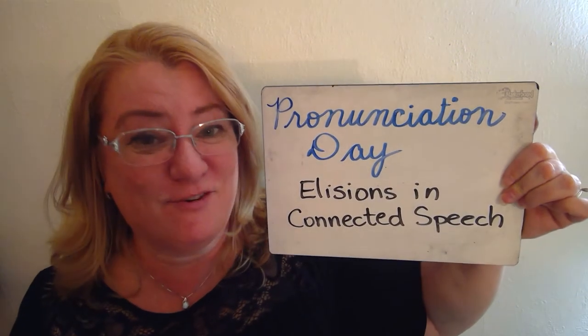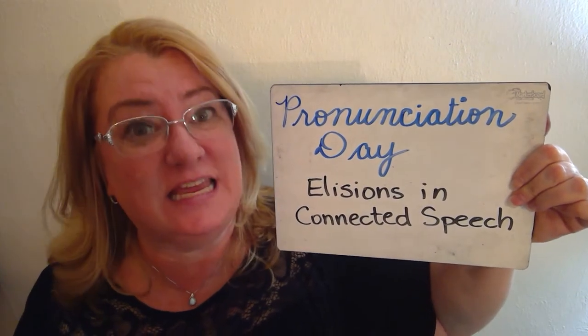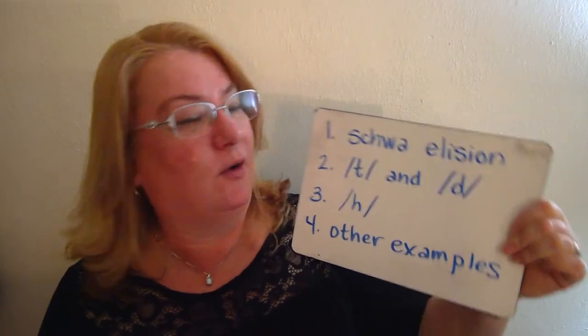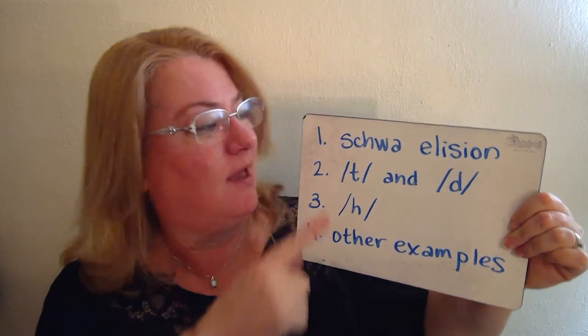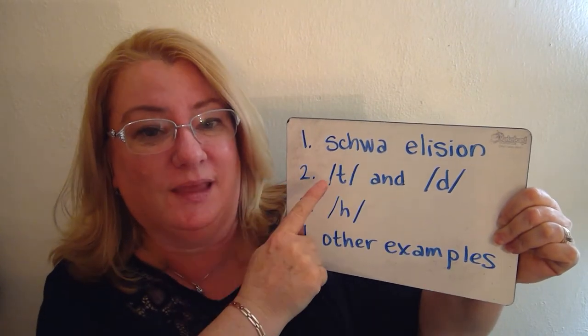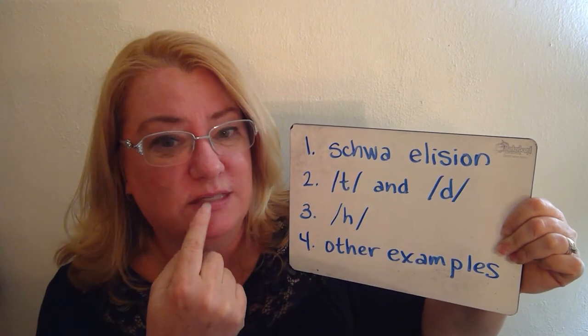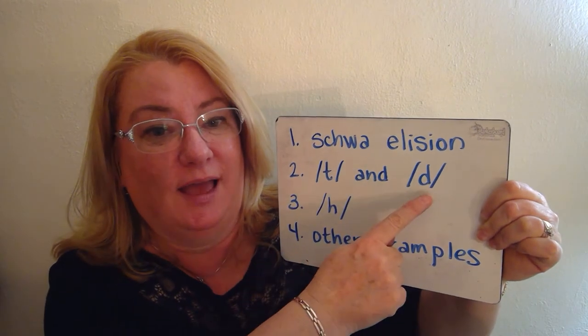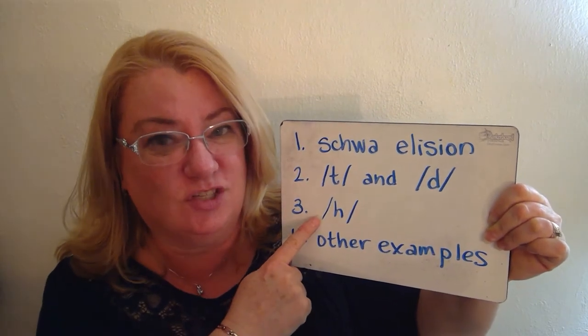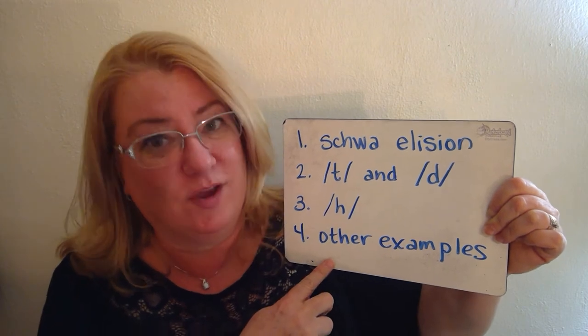In this lesson for Pronunciation Day, elision in connected speech. Let's have some fun. You will be able to pick up some new ways to slide your words so that it sounds like you're naturally talking more like a native speaker because of elision. Now, we're going to look at four parts. I'm going to look at schwa elision, the T and D sound, they're so close in sound, air and voiced, the H sound that gets omitted, and then other examples.